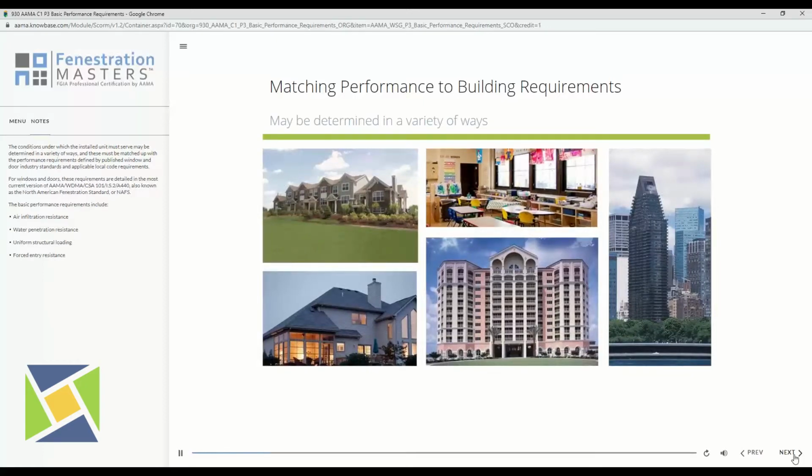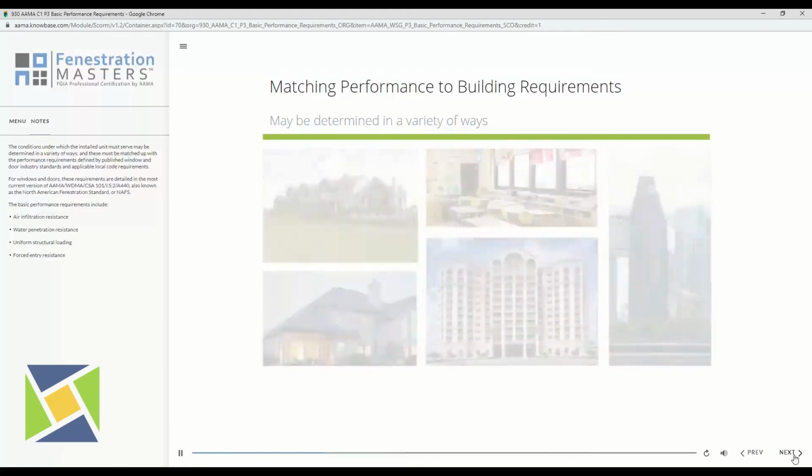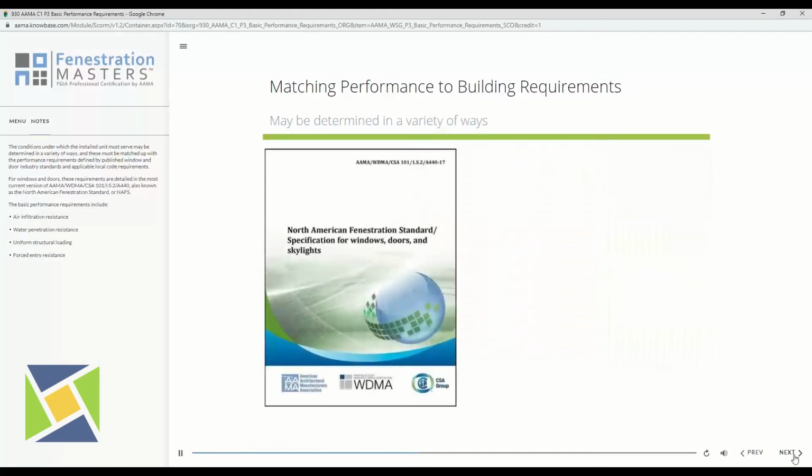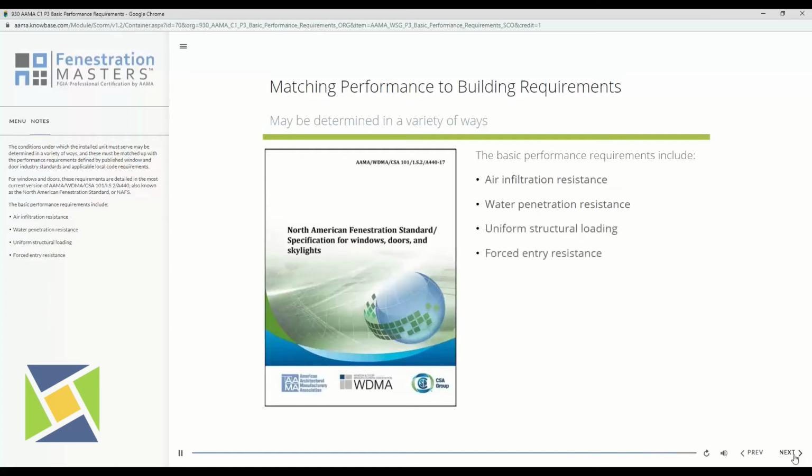The conditions under which the installed unit must serve may be determined in a variety of ways, and these must be matched up with the performance requirements defined by published window and door industry standards and applicable local code requirements. For windows and doors, these requirements are detailed in the most current version of AMA/WDMA/CSA 101/I.S.2/A440, also known as the North American Fenestration Standard, or NAFS. The basic performance requirements include air filtration resistance, water penetration resistance, uniform structural loading, and forced entry resistance.